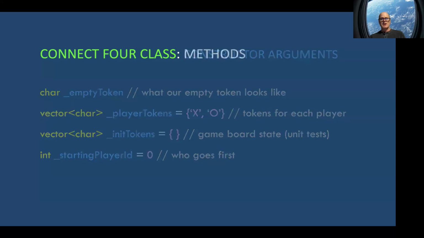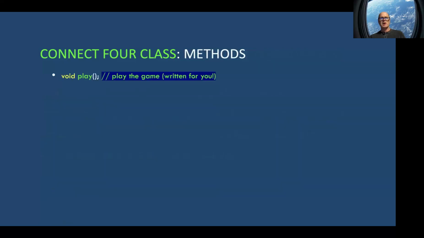So those are our private members. Here's our method. Of course, now we're going to move all of our game logic from main into the actual play method for the class. So all of that while loop stuff is going to be put in there. And I've written it for you, although I've commented it out. So all you've got to do is uncomment it in your CPP file.